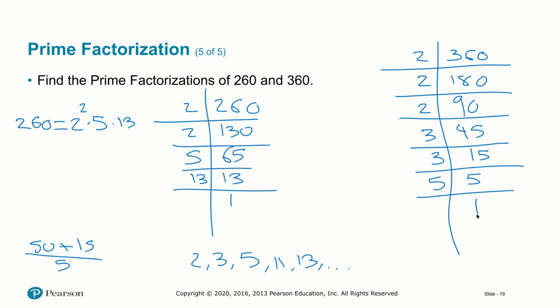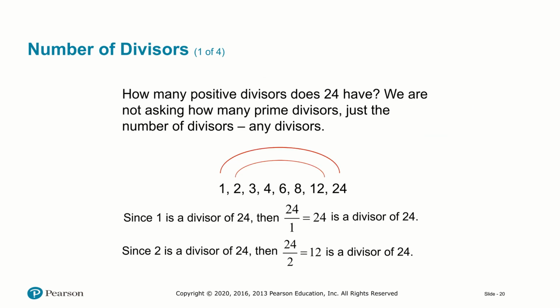That's when you know, okay, I can stop. I've finished the procedure. So now 360 is going to be, how many factors of 2? 3. So 2 cubed times 3 squared times 5. That's how you find prime factorizations of natural numbers. All right. One topic of interest for us is finding the number of divisors of any given number.